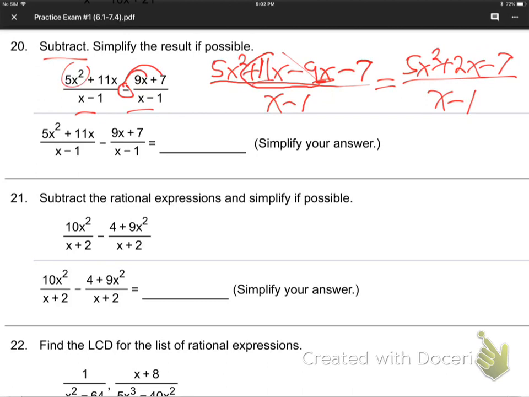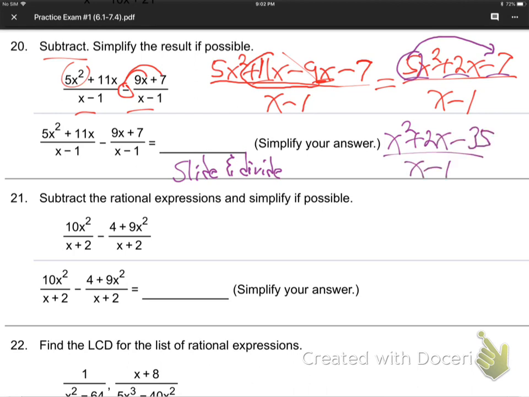Now, we're good to there, but now we need to see if we can reduce that at all. Like, can we factor that top? So, that's not easy to do. How do we factor the top? Is there any GCF? No, there's nothing in common. So we're going to have to do slide and divide. So grab that 5, move it to the back. It'll become x squared plus 2x minus 35 over x minus 1.